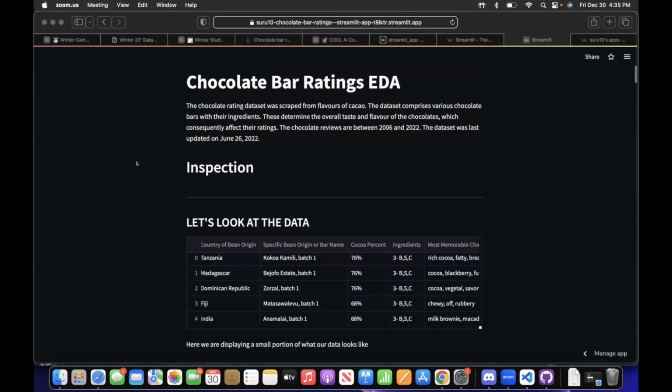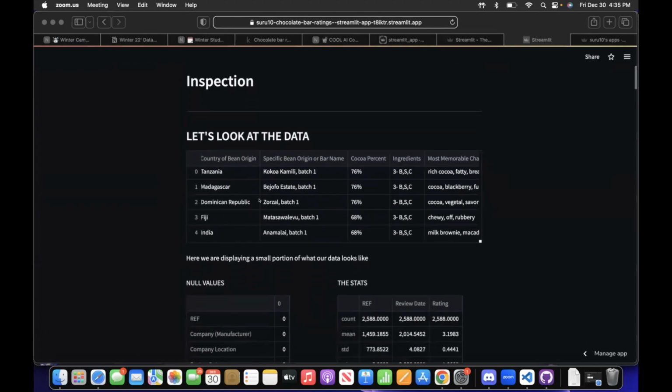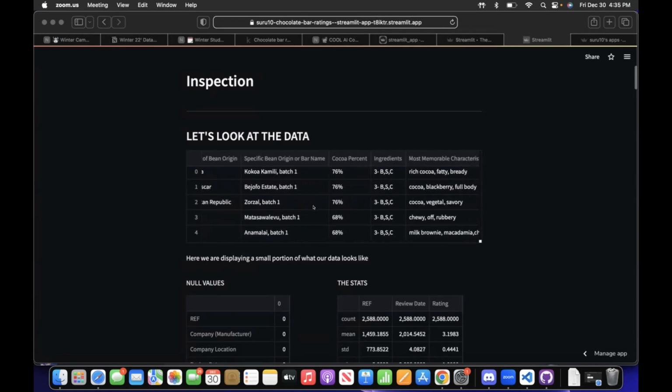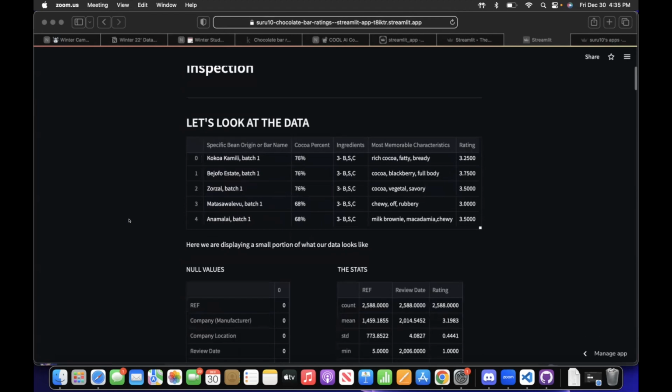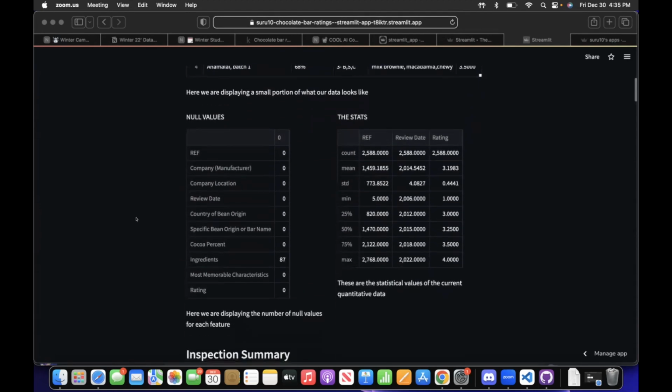And our first step was inspection. The very first thing we did for inspection was looking at the first 5 rows of our data. Some notable columns are the reference column, the cacao percent, and the ingredients, which we're going to look into for cleaning. Our next chart is the null values chart, which you can see has all the null values. Ingredients is the only one with 87 null values. And it also shows the column names.